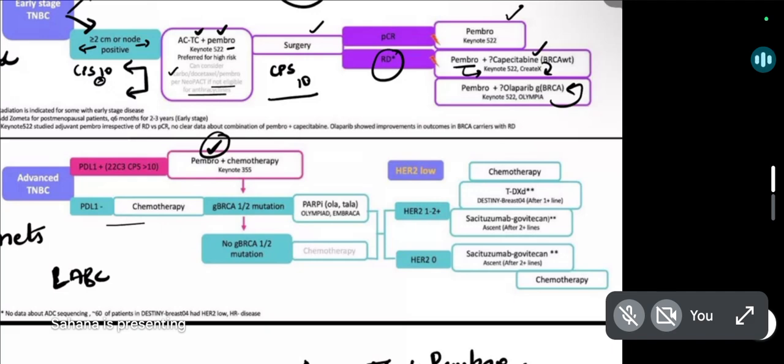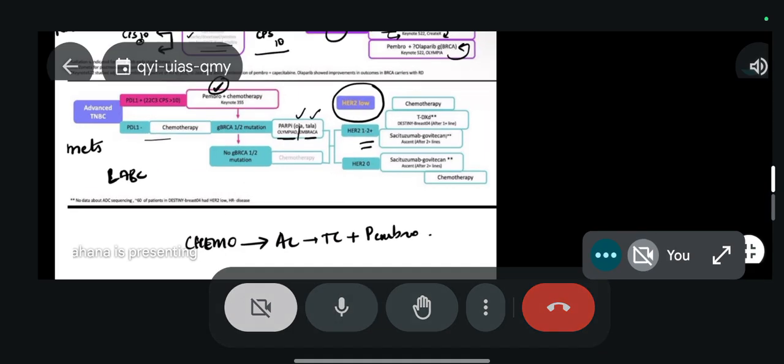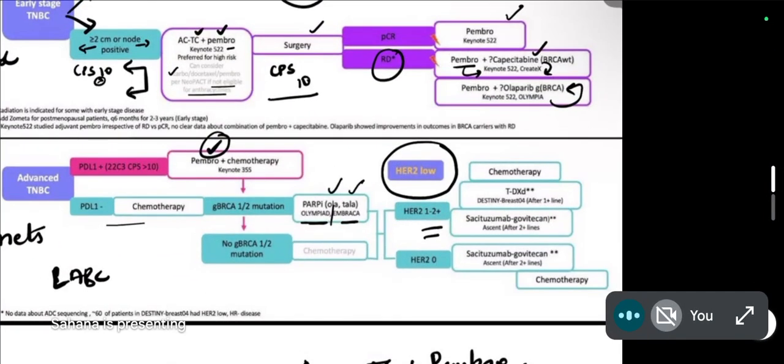Then in metastatic setting, if you're giving olaparib or talazoparib according to OlympiAD or EMBRACA trial, then there is an additional role of HER2 low patients. So here you can give trastuzumab deruxtecan, the role came from the DESTINY-Breast04 trial, and also sacituzumab govitecan. I won't remember so many; the DESTINY-Breast04 trial is expected to come. So this is in recurrent after first line.